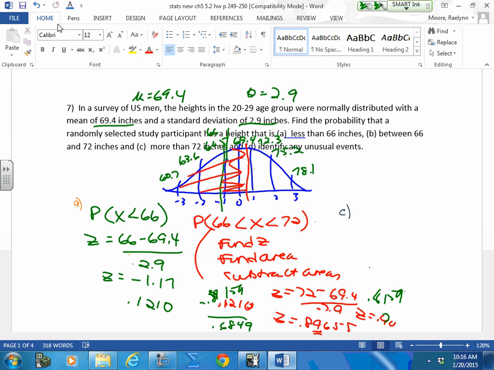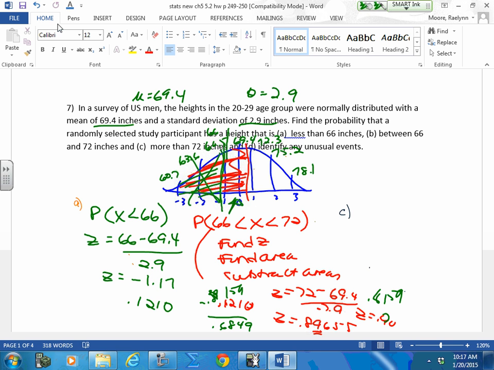Guys, this is what your overlap does. Look up here a second. It's always the area to the left. Watch. Here's my area to the left of 0.90. This is my area to the left of this guy, negative 0.17. If I subtract this out, this goes away, and I am left with what's in between. Don't subtract that from 1. You want what's in between.